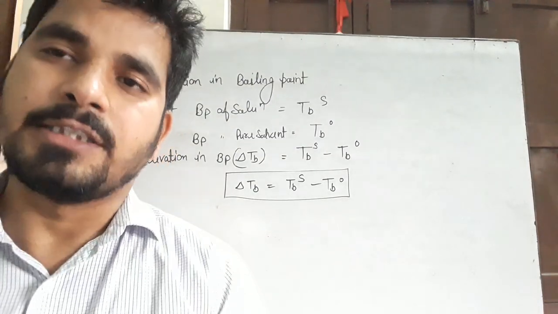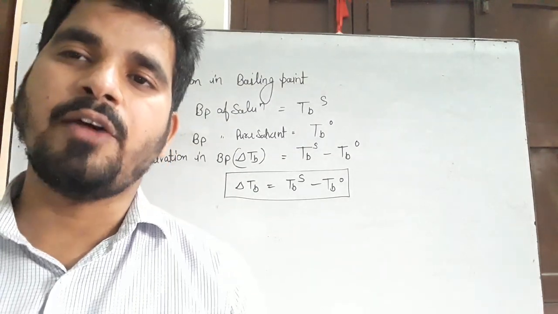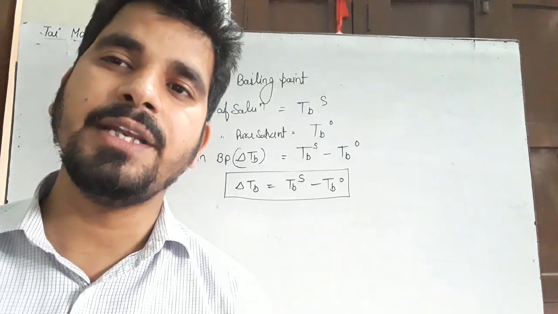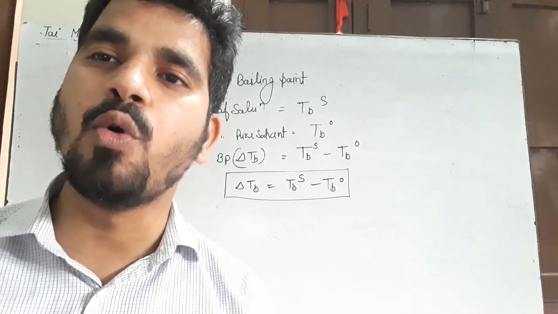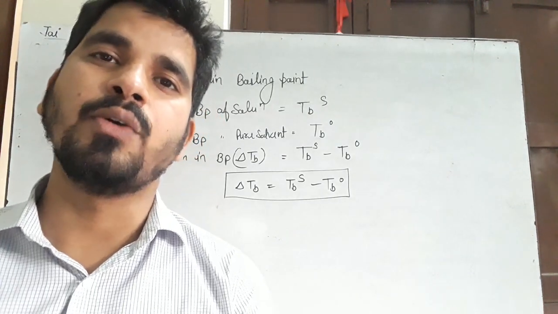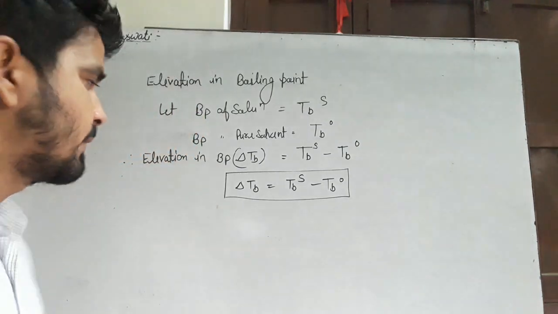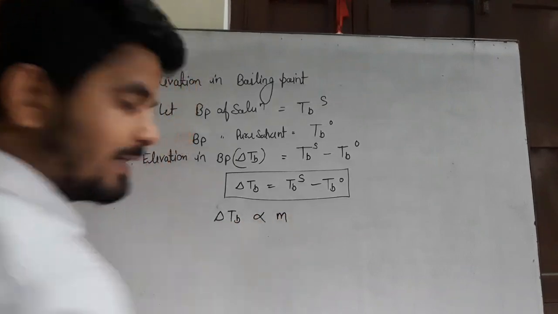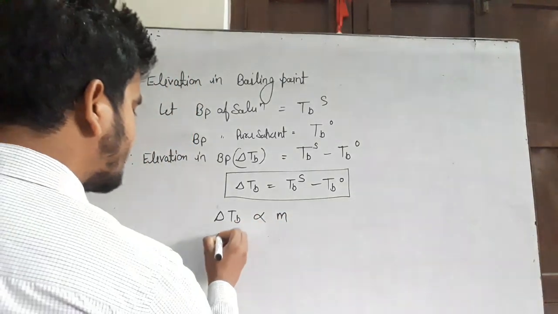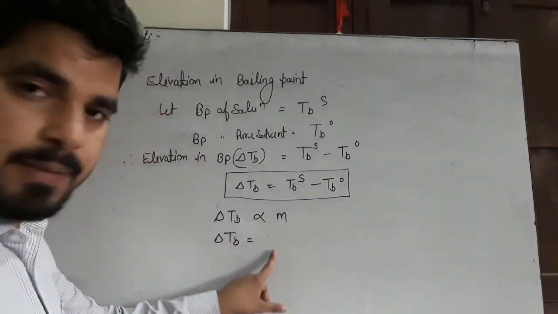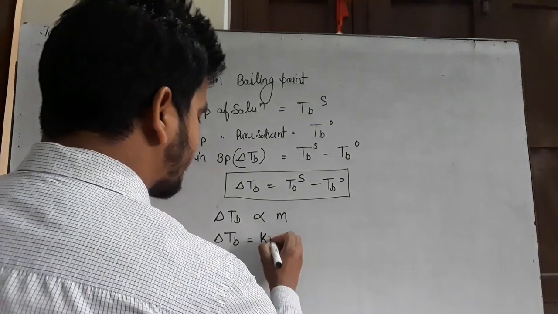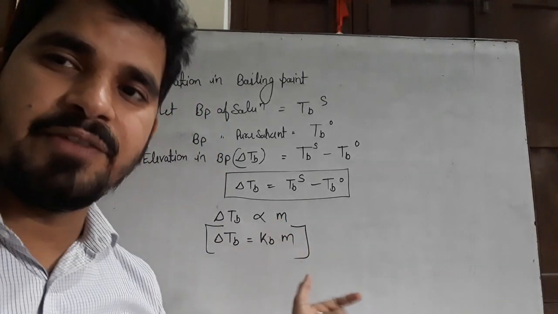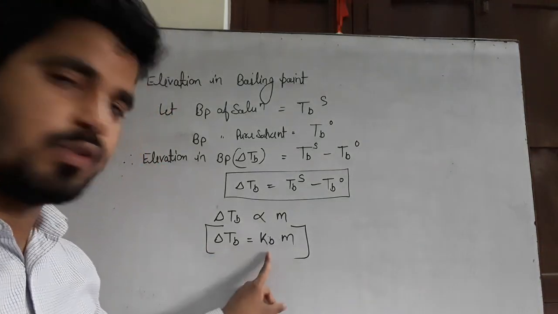Experimentally, it is known that elevation in boiling point is always directly proportional to the molality of the solution. So delta TB is directly proportional to the molality of the solution. So delta TB is equal to a proportionality constant, which will be Kb, times m. Directly we have to write it this way: delta TB equals Kbm.